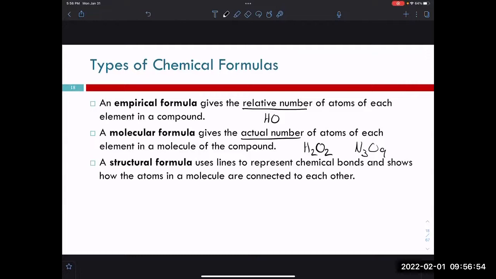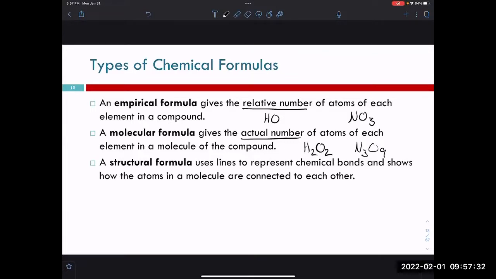So the empirical formula is always going to be related by a multiple to the numbers of the actual formula. Let me ask this question. What would the empirical formula of this N3O9 be? It's the largest number you could divide both of them by and get a whole number. 3. So if we divide both of these by 3, our empirical formula would be NO3.